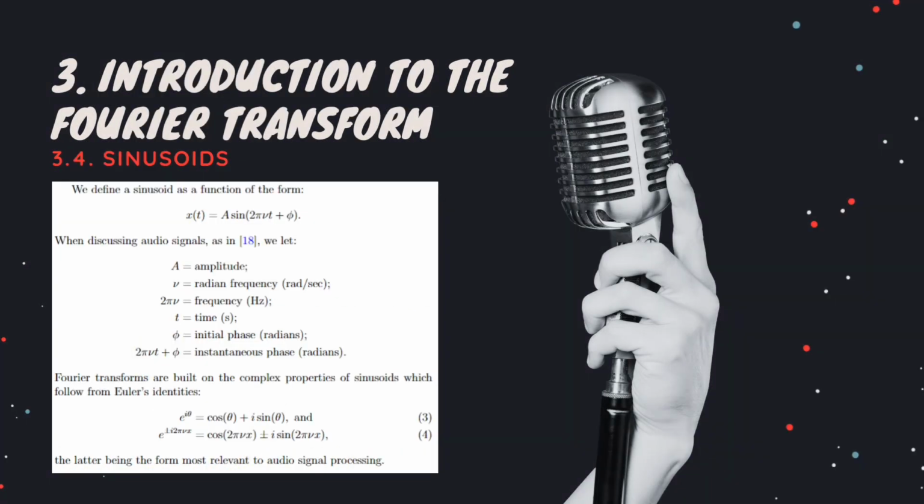The sinusoid. We define a sinusoid as a function of the form x(t) equals A sine(2 pi omega t plus phi). A is amplitude, omega is radian frequency, 2 pi omega is frequency, t is time, phi is initial phase, and 2 pi omega t plus phi is instantaneous phase. Fourier transforms are built on the complex property of sinusoids, which follows from Euler's formula.